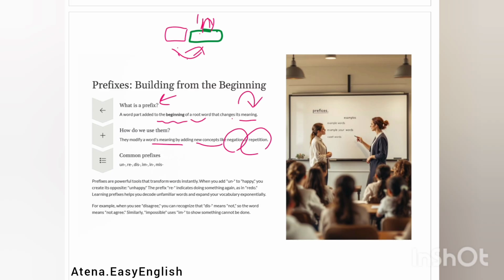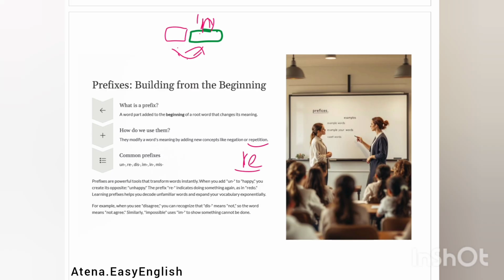Look at here. Sometimes it makes the word negative. For example, regular, irregular, important, unimportant. Yeah? And sometimes it shows repetition. For example, I watched the movie, and for the first time I rewatched my favorite movie. So in here, re means I did it again.